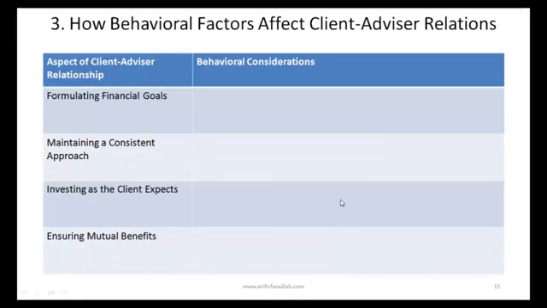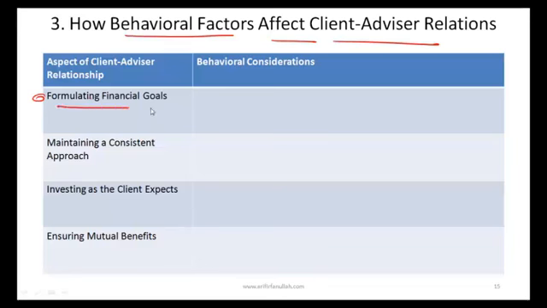Okay, now moving on to section 3, how behavioral factors affect client-advisor relations. The way I've structured this is a relatively short section. I've taken each section and made this one part of a table. Each of these little sections captures some aspect of a client-advisor relationship. So all I think you really need to do here is, for each aspect, just understand the couple of behavioral considerations that you keep in mind.